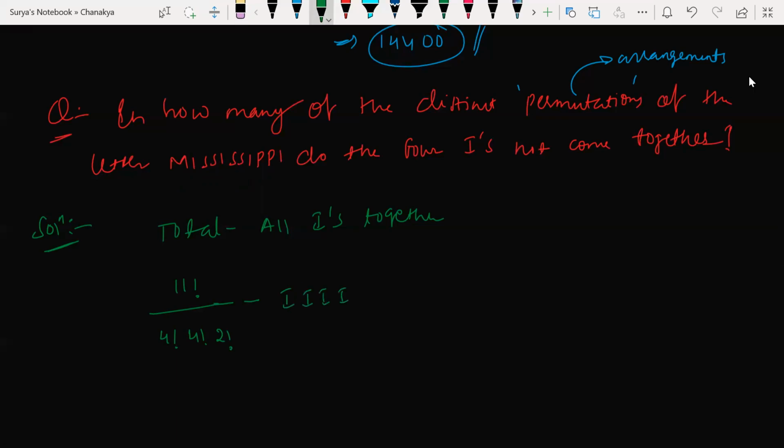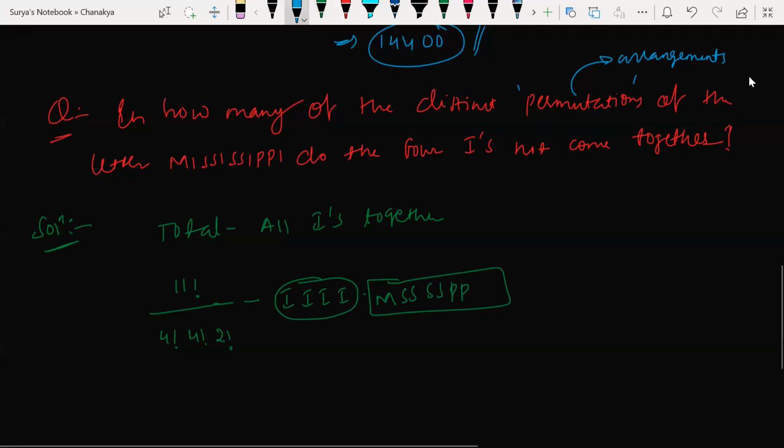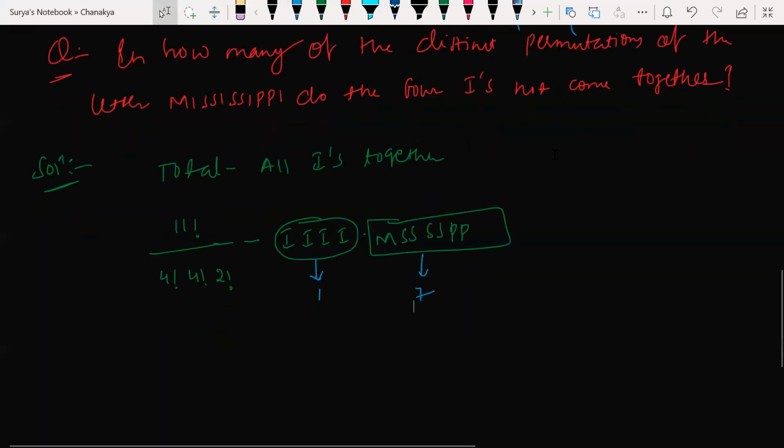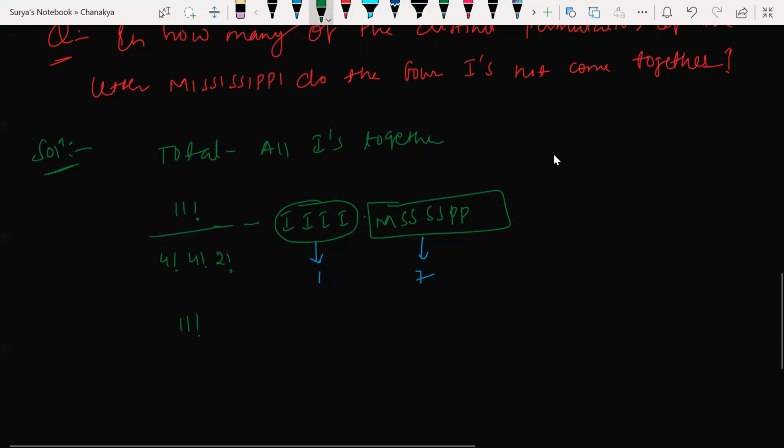Sir, won't it be 8 factorial by 4 factorial into 2 factorial? Yes, very good. Look at it: four i's together, and what are the remaining letters? M, and P. Whatever letters are coming together, we consider as one unit. Here how many? 7 plus 1, 8.